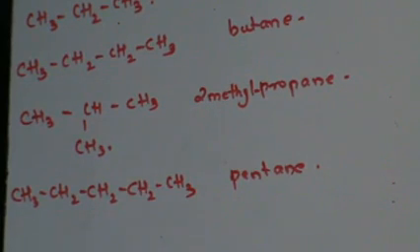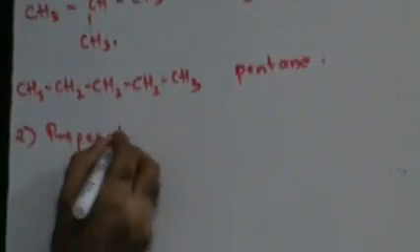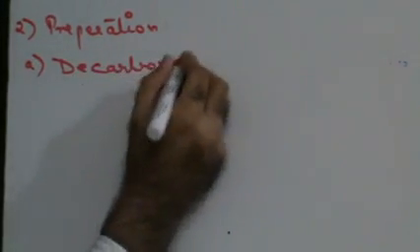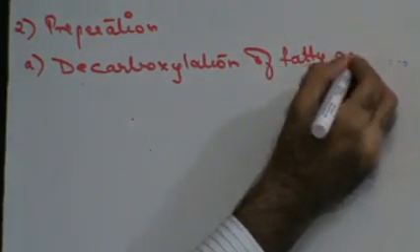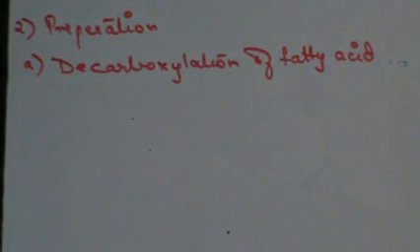Okay. Now that we've done nomenclature, let's start with preparation. How do I prepare alkanes? The first method for preparation, you have different methods for preparation. The first method for preparation of alkanes is decarboxylation of fatty acids. Right? Now, what do you mean by decarboxylation? As the name suggests, it's a reaction in which you remove a carbon from a fatty acid.